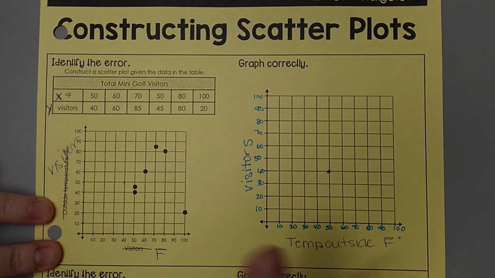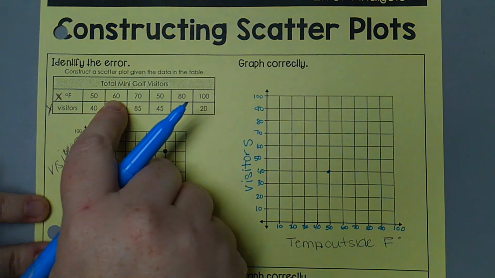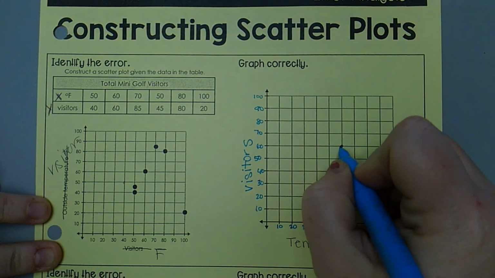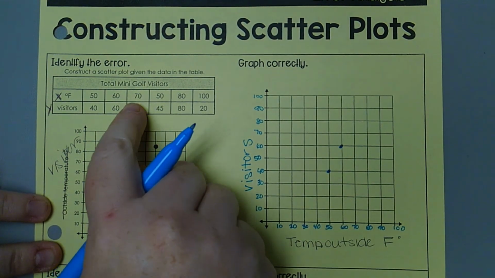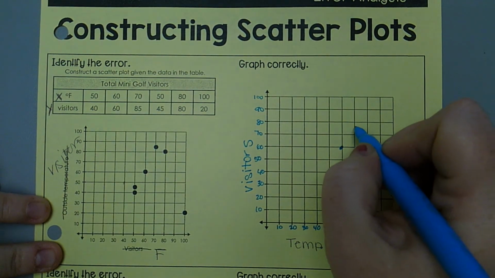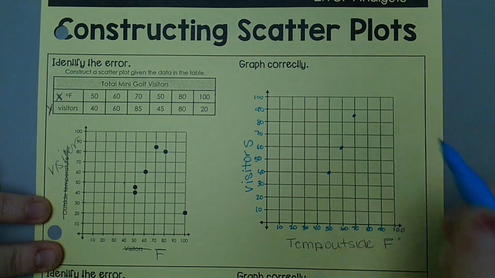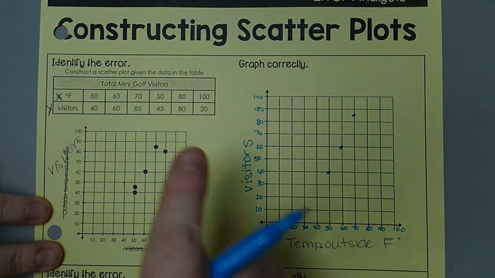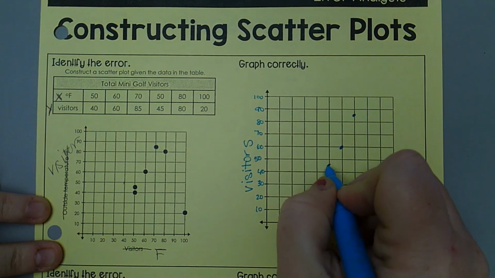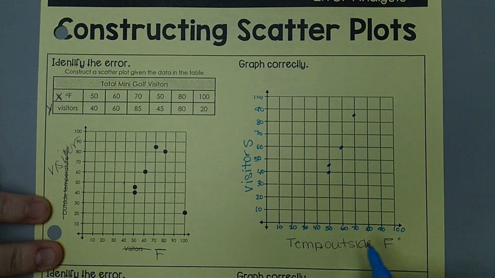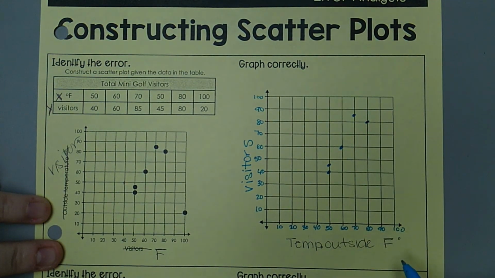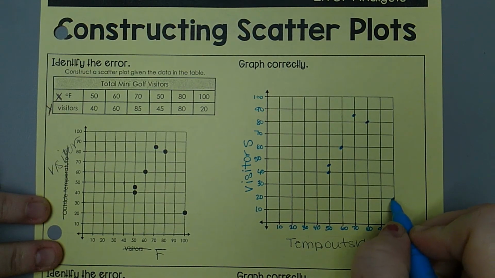Put it out there. When there's 60 degrees outside, there are 60 customers. So over to 60 and up to 60. 70 temperature and 85. So here's 70, 85 would be in the middle. Next day it was 50 and there were 45. So here's 50, 45, 80 and 80. And then 100 degrees outside and 20.